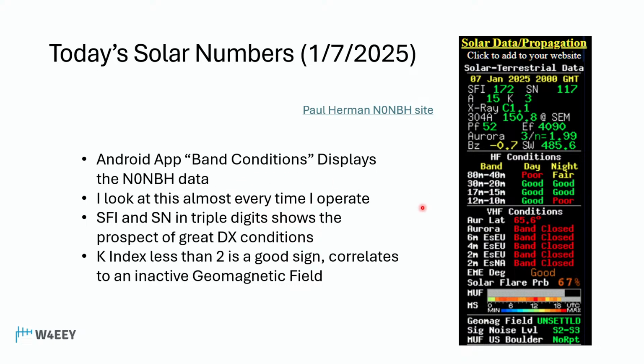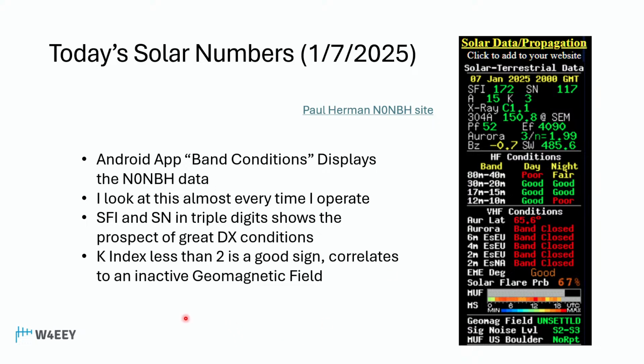So I look at this just about every time I operate. When I turn on my radio, I'm curious to see what my chances are going to be. That is just something that I like to do. So SFI and SN in triple digits shows the prospect of great DX conditions. And then the one I haven't talked about yet, the K index, that's over here. In this case, it's 3.